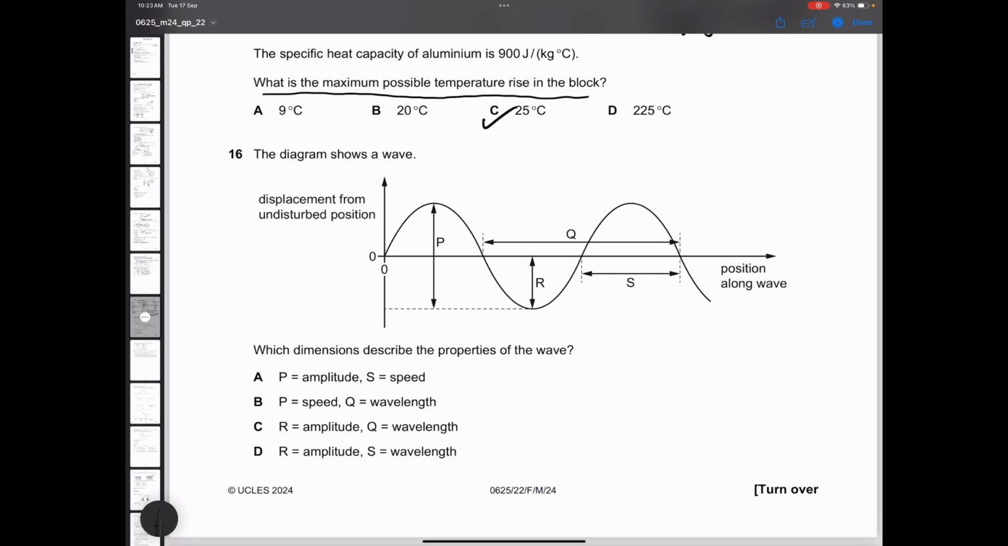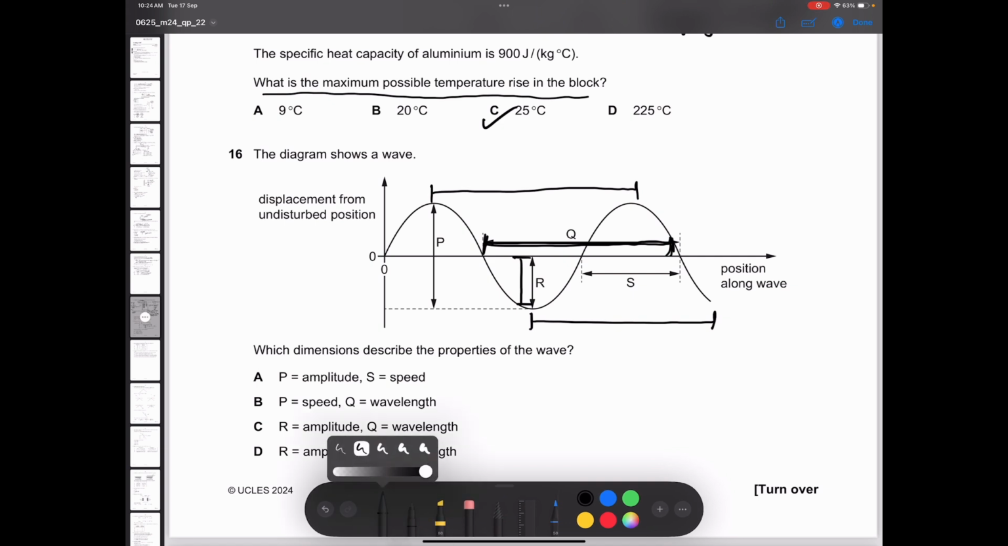Question number 16. You have to just figure out amplitude and wavelength. So R is the amplitude and the wavelength is this. See, wavelength can be anything. Most of you might have studied that only crest to crest is a wavelength, or only trough to trough is a wavelength. But this can also be the wavelength. You can also measure the distance later. It always comes out to be the same.